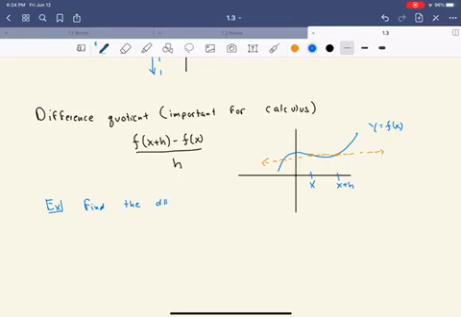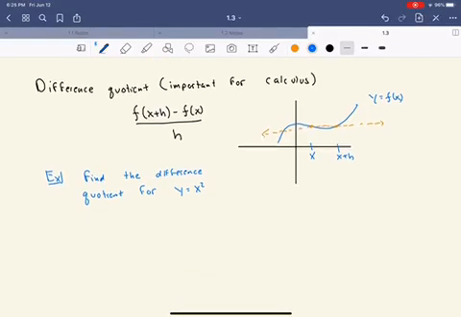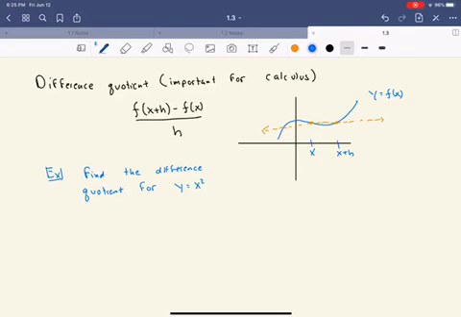Find the difference quotient for y equals x squared. And actually we need to cancel until we get rid of the h. So part of it is we should do algebra until the h simplifies. So let's take the difference quotient for y equals x squared.